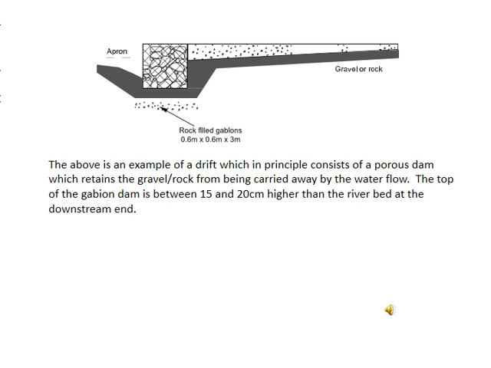So the top of the cave dam is between 15 and 20 centimeters higher than the river bed at the downstream end.